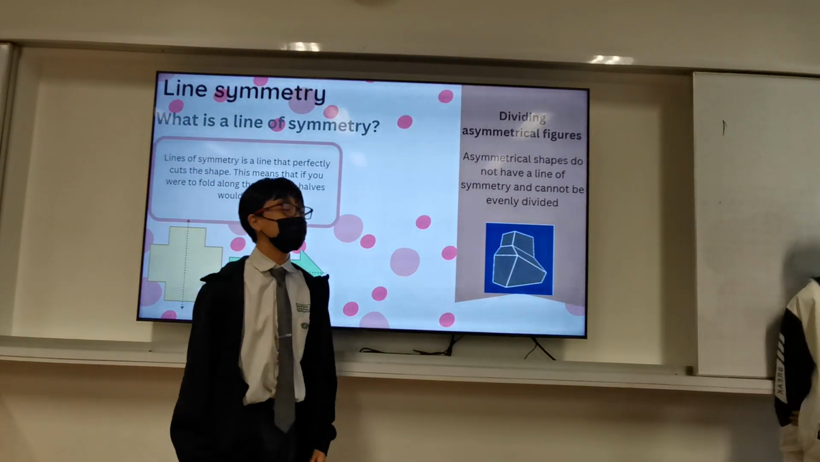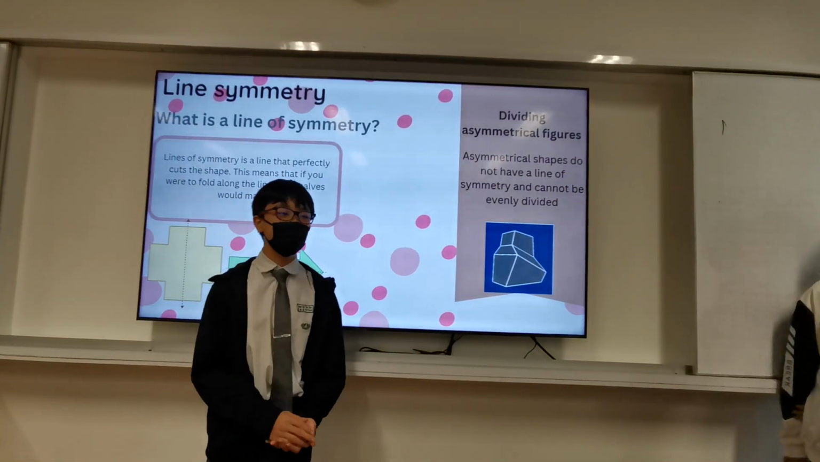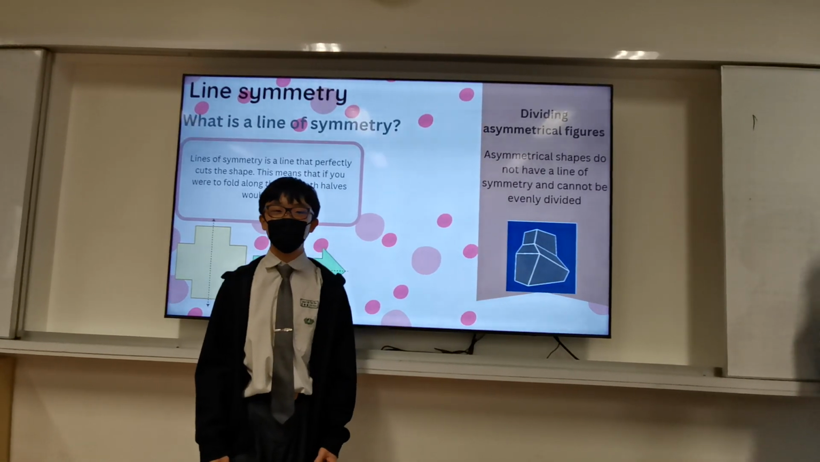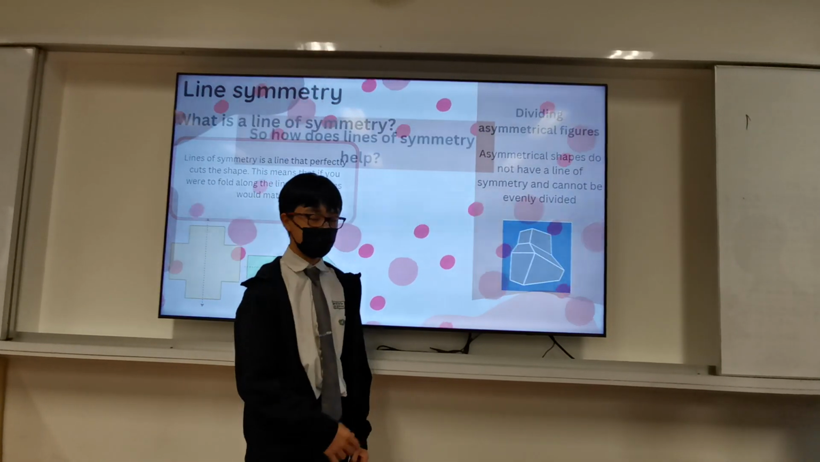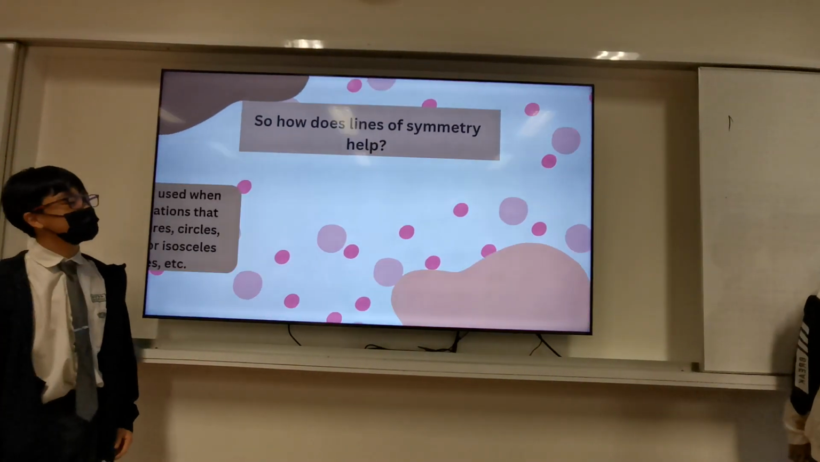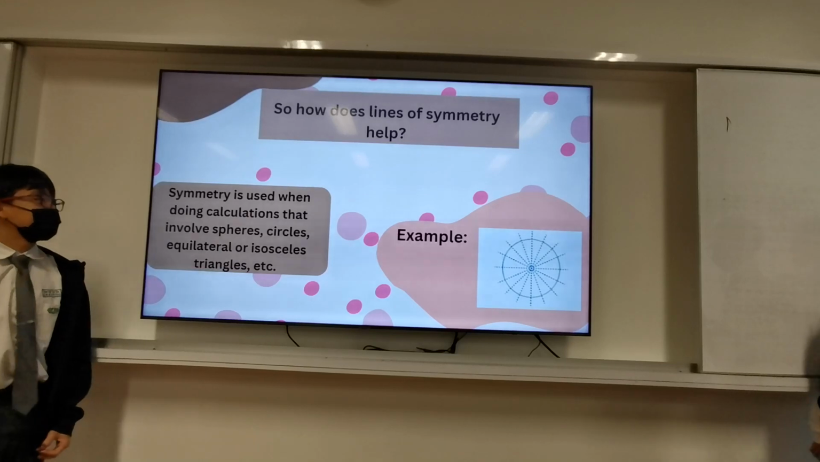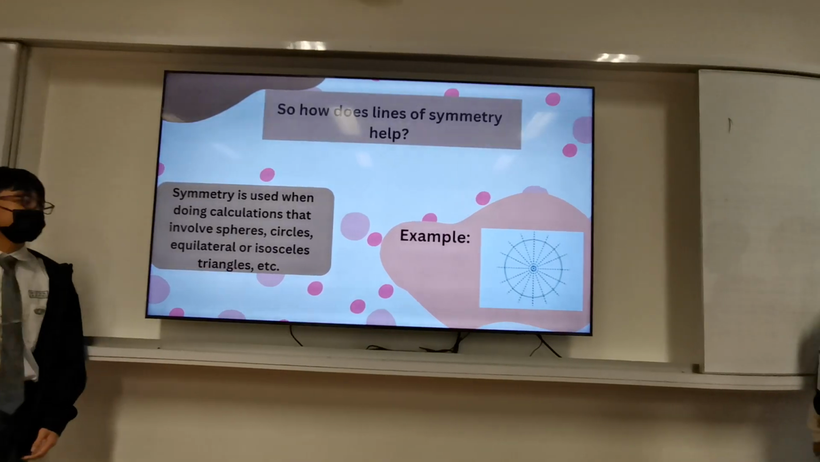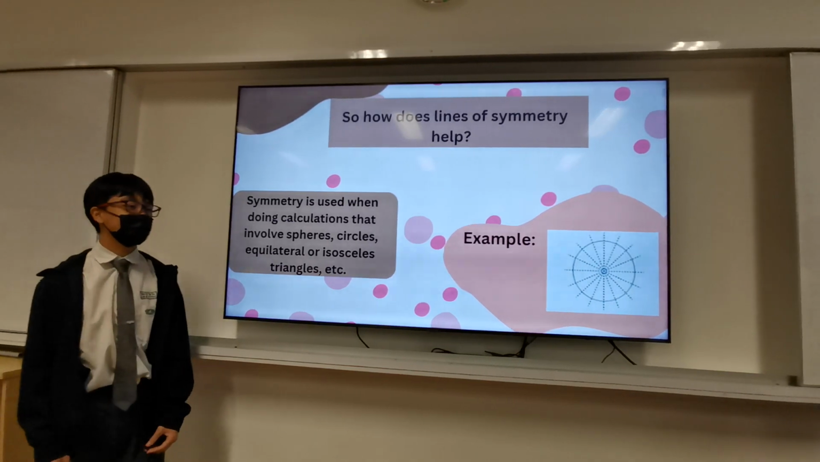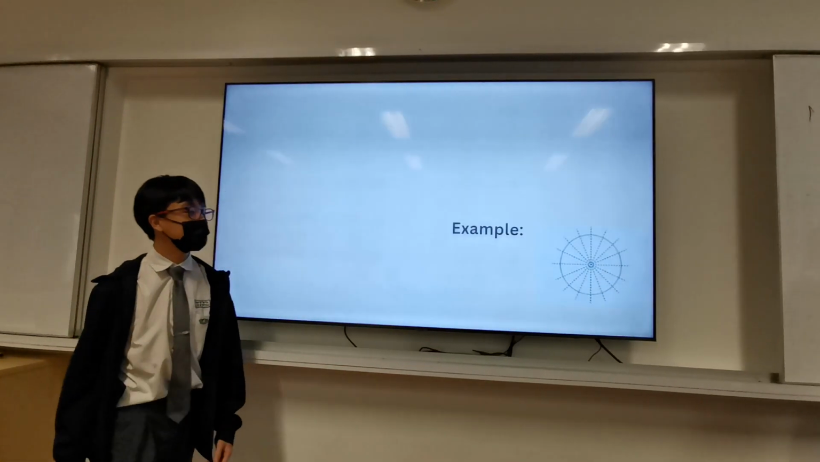Dividing asymmetrical figures: asymmetrical shapes do not have a line of symmetry, therefore they cannot be divided by a line into equal halves. How does a line of symmetry help? Symmetry is used when doing calculations that involve spheres, circles, and many other shapes, including triangles. This is an example.